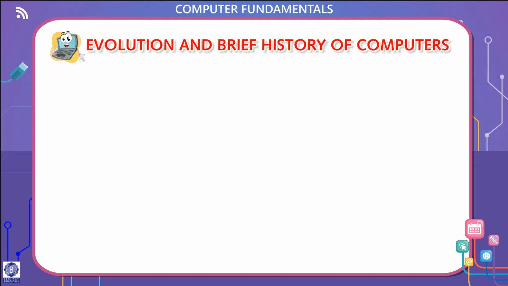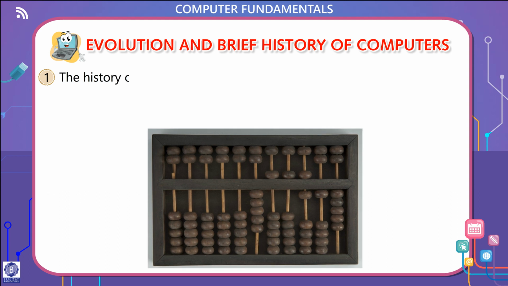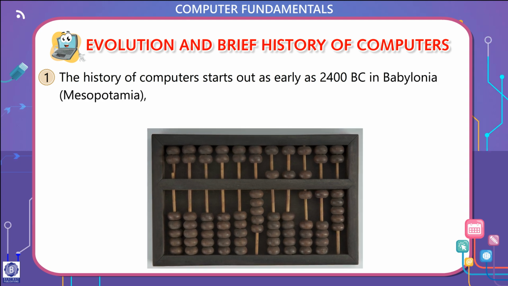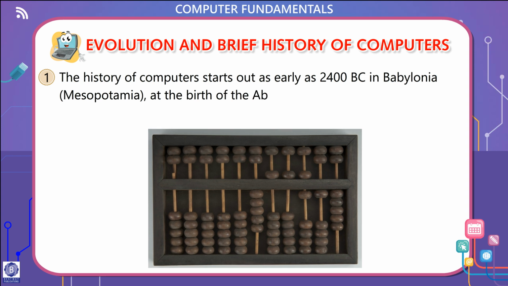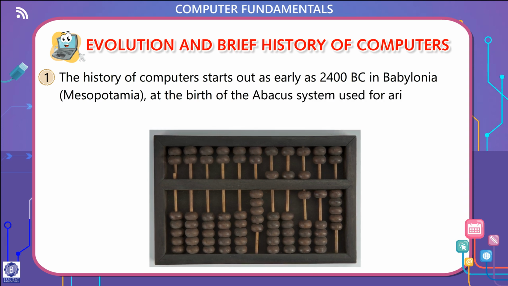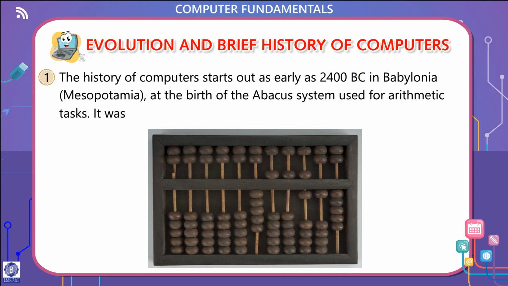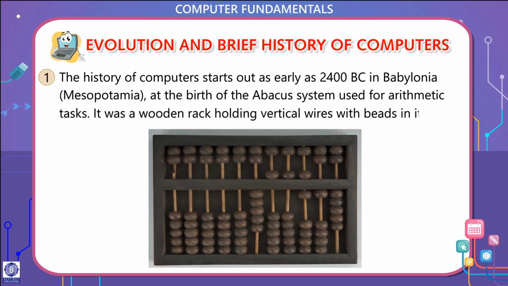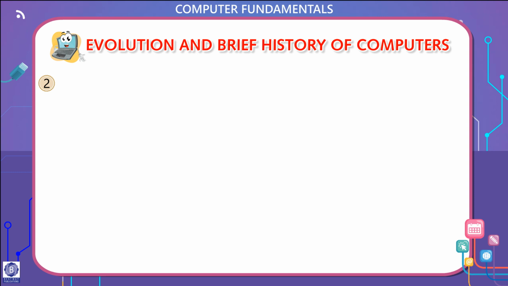Evolution and brief history of computers. Number 1. The history of computers starts out as early as 2400 BC in Babylonia, Mesopotamia, with the birth of the abacus, a system used for arithmetic tasks. It was a wooden rack holding vertical wires with beads in it.